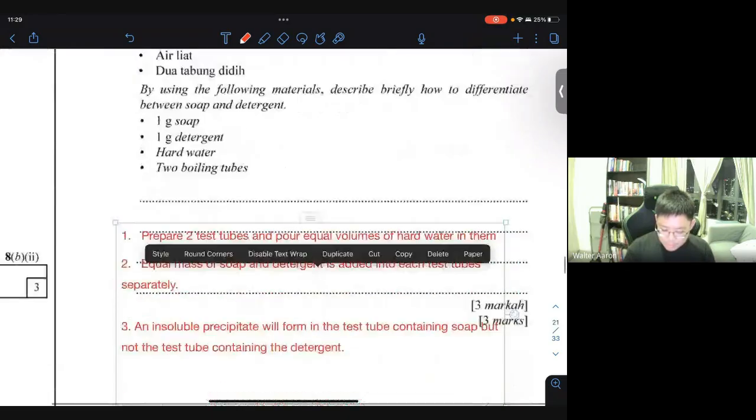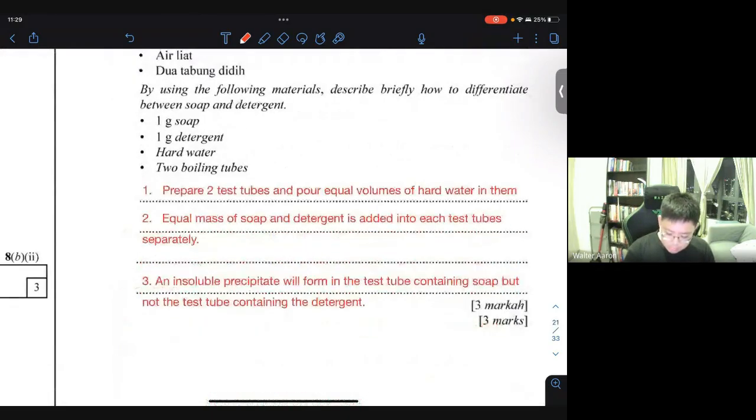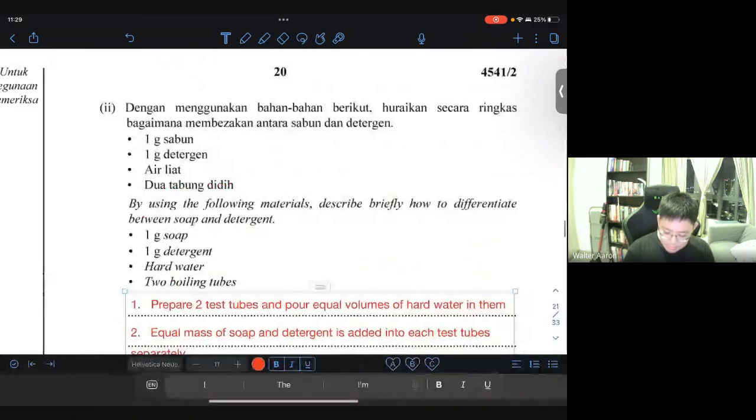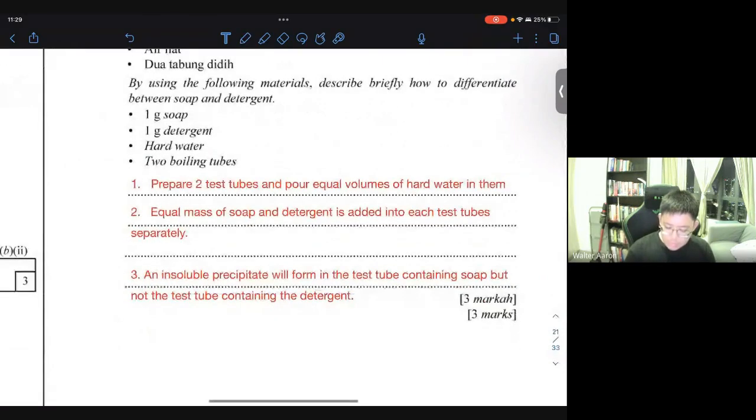Okay, and then after that, what happens here is they ask you to explain now. You can see here: by using the following materials, describe briefly how to differentiate between soap and detergent. So they're asking you how to technically, very simply, explain how we can test the efficiency of soap and detergent in hot water. So I'll say very easy lah.